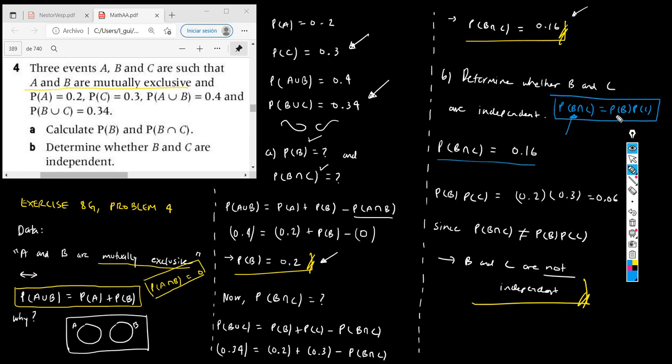It's right here. And let's calculate this product of these two probabilities, which is over here. And I just look at both of them. They're not equal, right? So since this probability, which is this one, is not equal to this product, which is this, then I can conclude that B and C are not independent. So that takes care of this other question. And that finishes this problem.